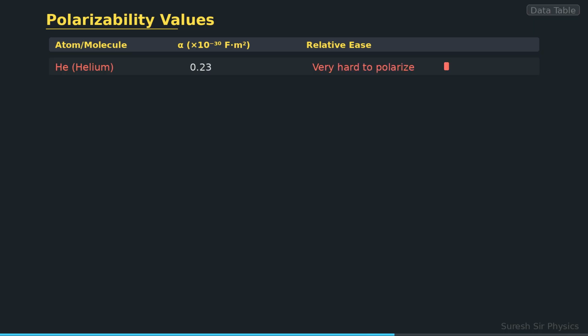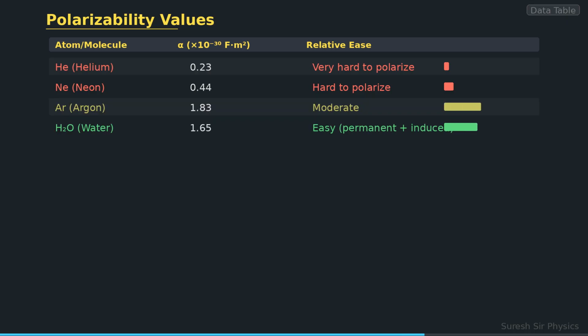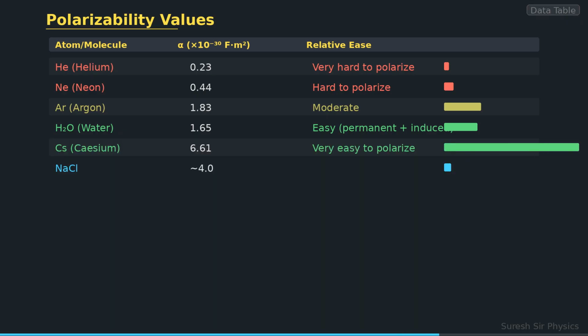Let us see polarizabilities of different atoms. Helium, very hard to polarize. Neon, hard to polarize. Argon, moderate to polarize. Easy, permanent plus induced to polarize. Cesium, very easy to polarize. Next, sodium chloride, ionic, high polarizability.